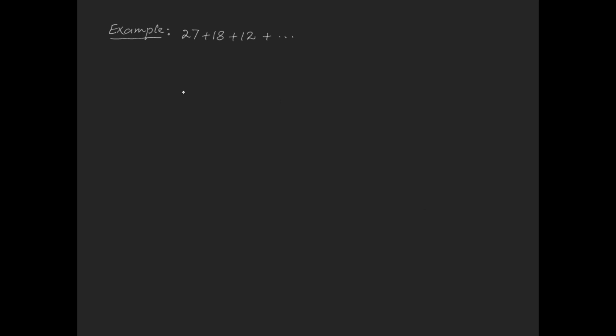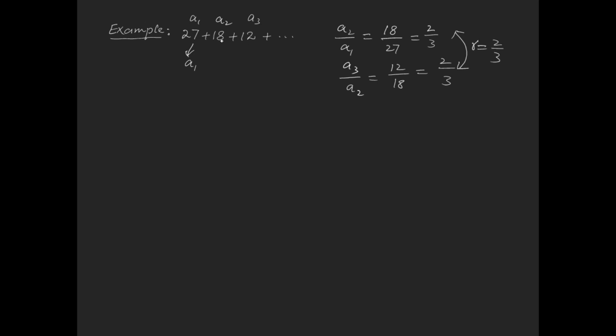Now this is the example. This is the first term, and now what is r? R, we are dividing second term by first term and third term by second term. So this is the first term, this is the second, this is the third term. Second term by first term is equal to 18 divided by 27, that is 2 by 3, and third term divided by second term, and we are getting 2 by 3. The result of both division is same. This means the common ratio is 2 by 3, and this is a geometric series.